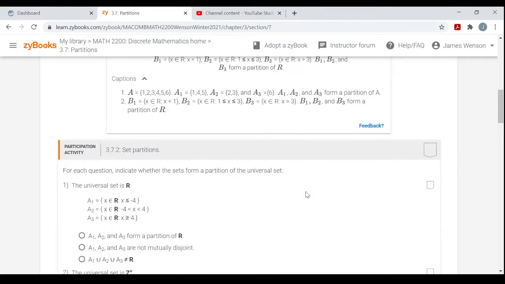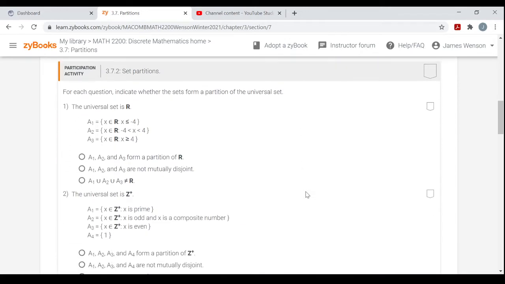Okay, so we're asked in the participation activity, and I'll draw some pictures. For each question, indicate whether the sets form a partition of the universal set. So number one, the universal set is the real numbers. So I'll draw a number line. And here are our three sets. So I'm going to go to some paper here and get this drawn for you.